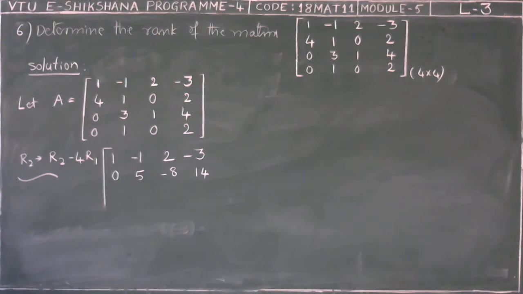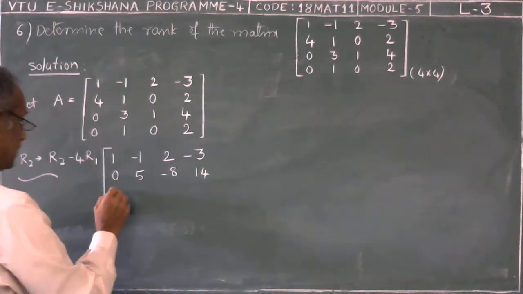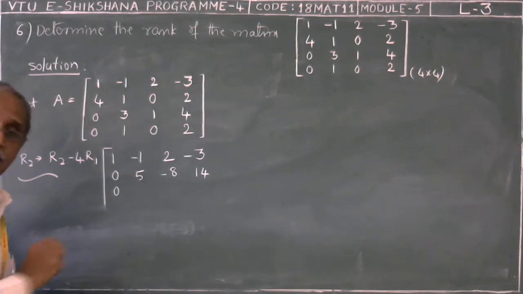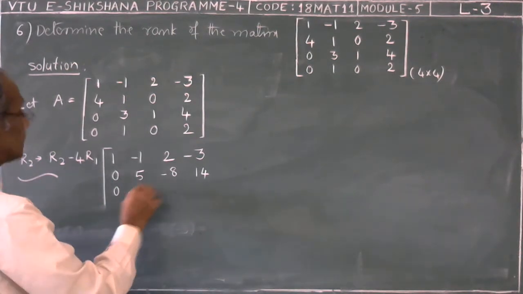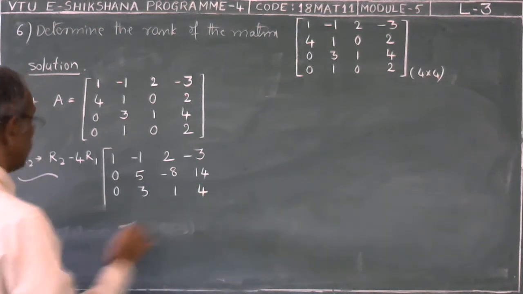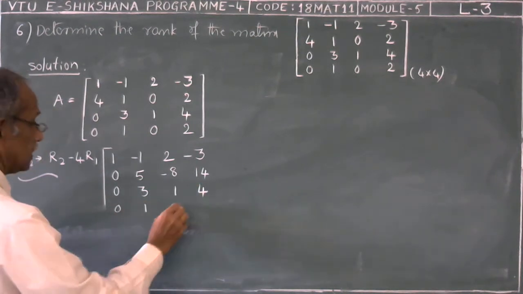Other rows will remain as they are, because the elements below the leading entry in the first row are already 0. So 0, 3, 1, 4, 0, 1, 0.